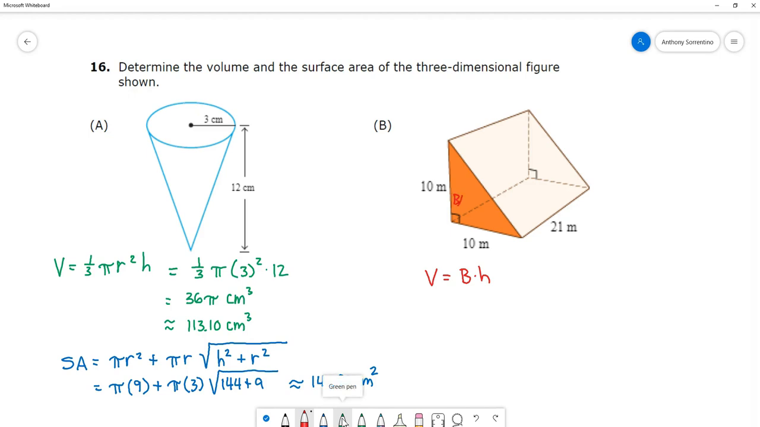This and this are the two bases. The height should be running between them. So this is the height of the prism. Everyone thinks that it's always vertical. It doesn't have to be vertical.